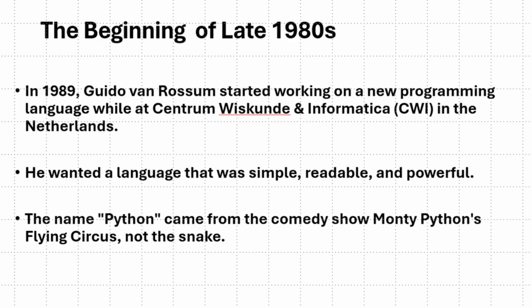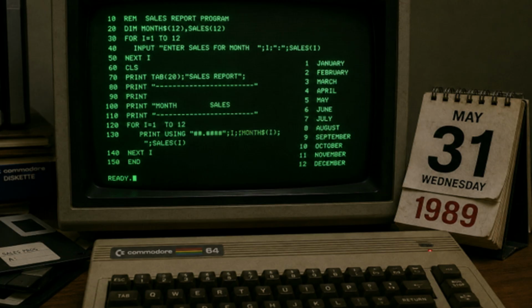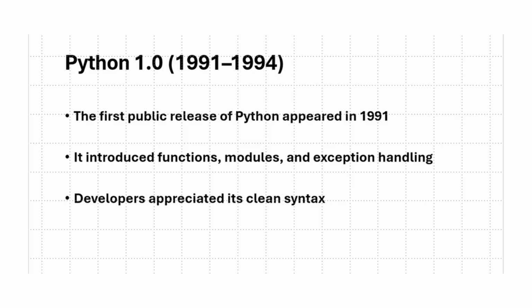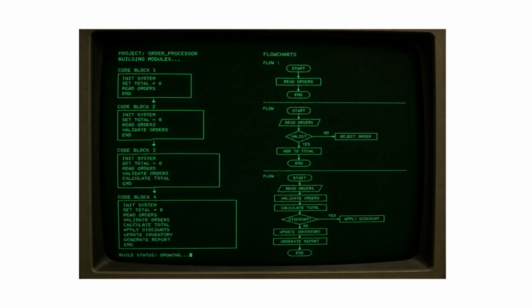The name Python came from the comedy show Monty Python's Flying Circus, not the snake. Python 1.0, 1991 to 1994. The first public release of Python appeared in 1991. It introduced functions, modules, and exception handling. Developers appreciated its clean syntax.